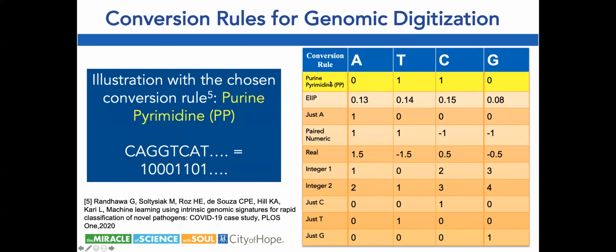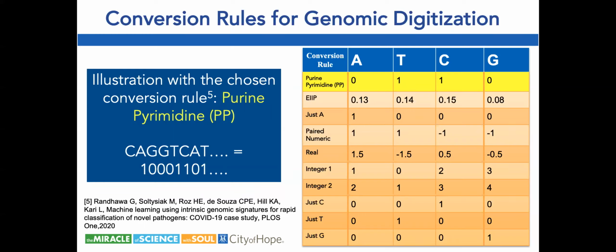The way we have done that is based on several conversion rules. These conversion rules are inspired by another study by Randhawa et al. Essentially, these conversion rules are saying, how do you map each nucleotide to being numeric? In this case, we have something called purine and pyrimidine, where purines are given a number and pyrimidines are given the other number. In this case, it's very binary. So adenine and guanine are given 0, and thymine and cytosine are given 1.